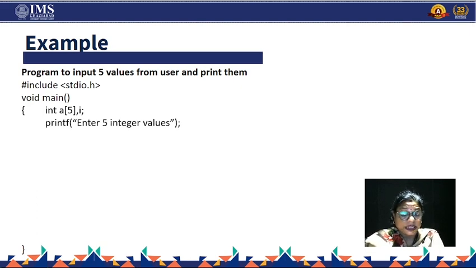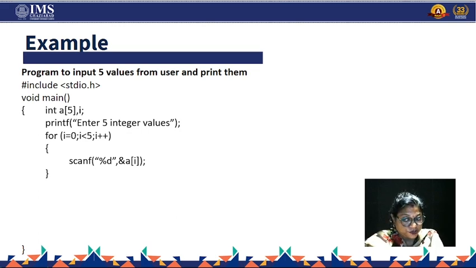Now this is the display statement. Enter 5 integer values. After that we have to use the scanf, but we have to ask 5 values. If we are going to ask the 5 values, we have to use the loop instead of giving 5 scanf statements. For I equal to 0, I less than 5, I plus plus. That means it is going to ask 5 values from the user by using a scanf. Over here, first element will be A0, then A1, then A2, A3, A4. So in that manner, 5 values will be asked.